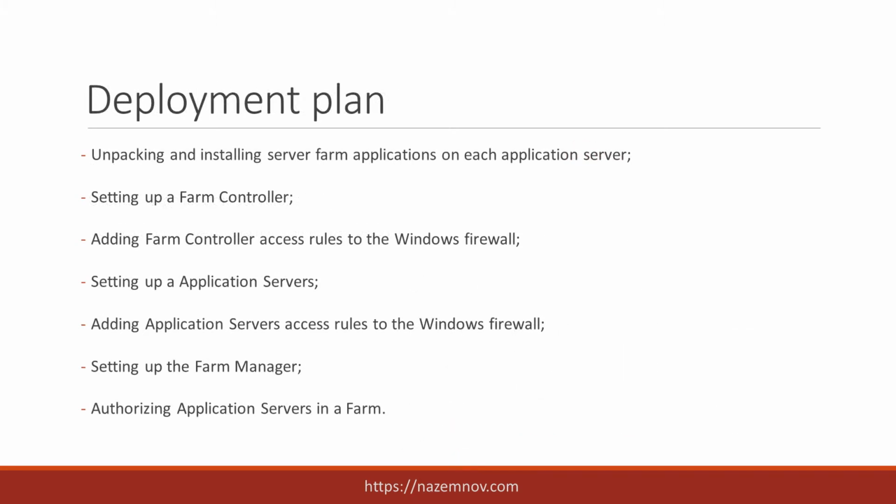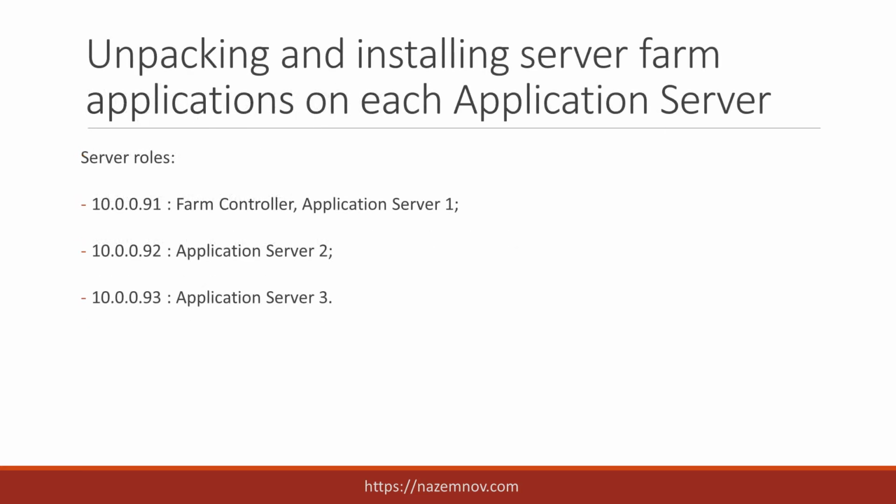A farm deployment plan consists of the following steps: unpacking and installing server farm applications on each application server, setting up a farm controller, adding farm controller access rules to the Windows firewall, setting up application servers, adding application servers access rules to the Windows firewall, setting up the farm manager, authorizing application servers in a farm.